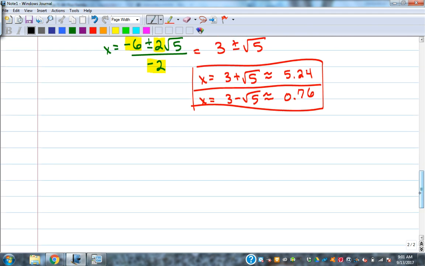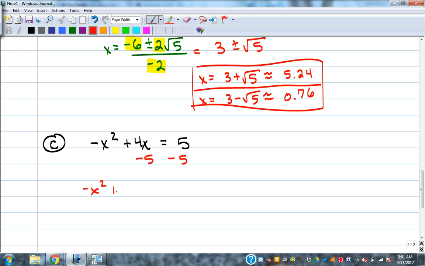Not bad. Look at this one. Negative x squared plus 4x equals 5. What's wrong with this one? Not equal to 0 again. What are our options for getting that equal to 0? Move the 5, or we could move these other 2 pieces. It doesn't matter which one you do. It's going to get you the same answer. So I always just take the shortest route.